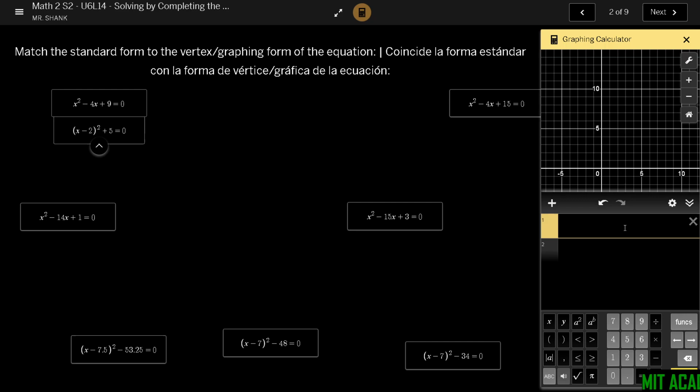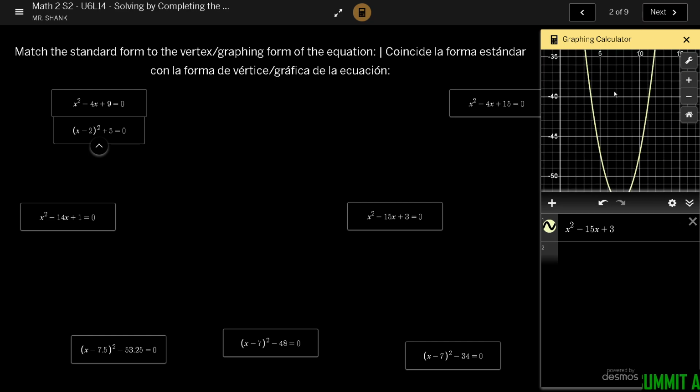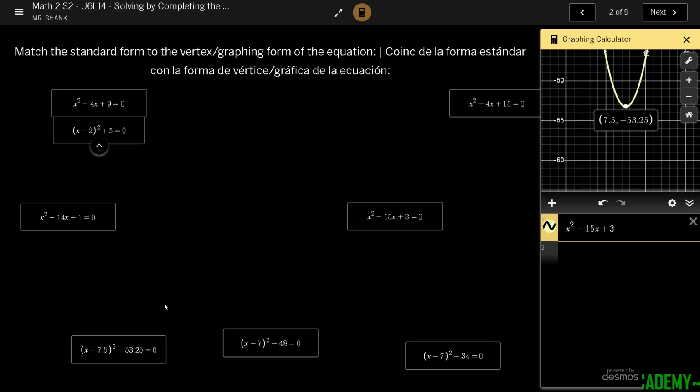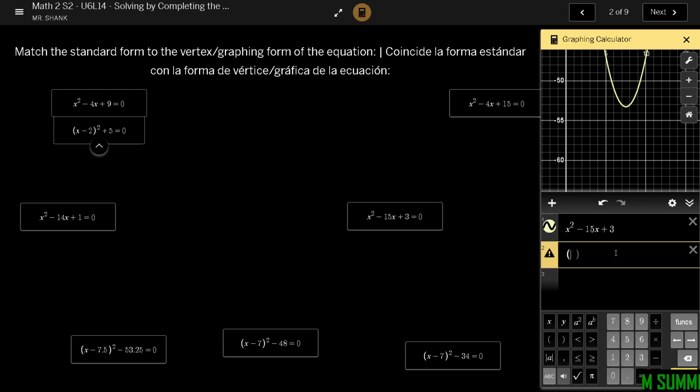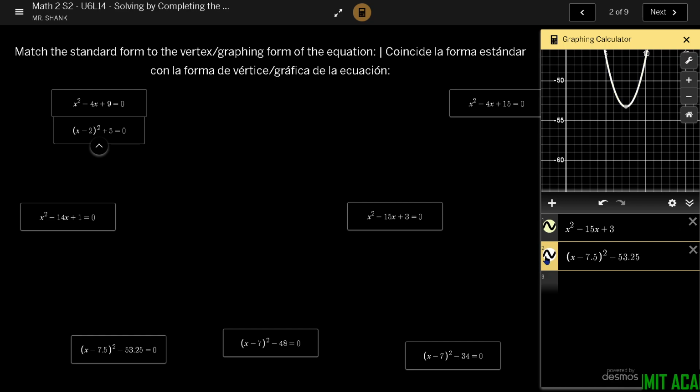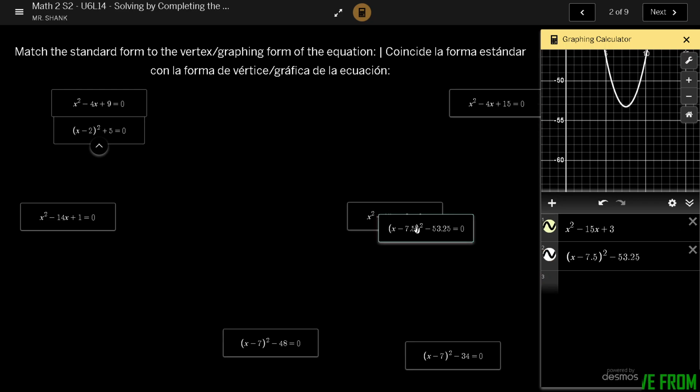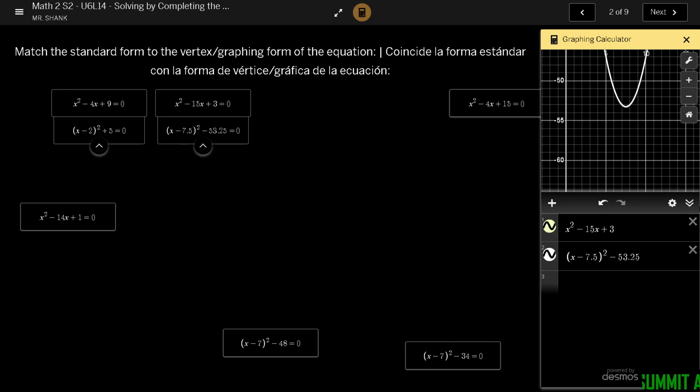Let's try this one. Let's try x squared minus 15x plus 3. So let's look at this one. I got a really low vertex on that one. That's 7.5 and then negative 53.25. So I can double check though. So I have x minus 7.5 parentheses squared minus 53.25. I'm always looking to see where they overlap. That way I know I'm good. All right, so those two go together. I'll pair these two together. So there's those two. Let's see if we have any other matches.